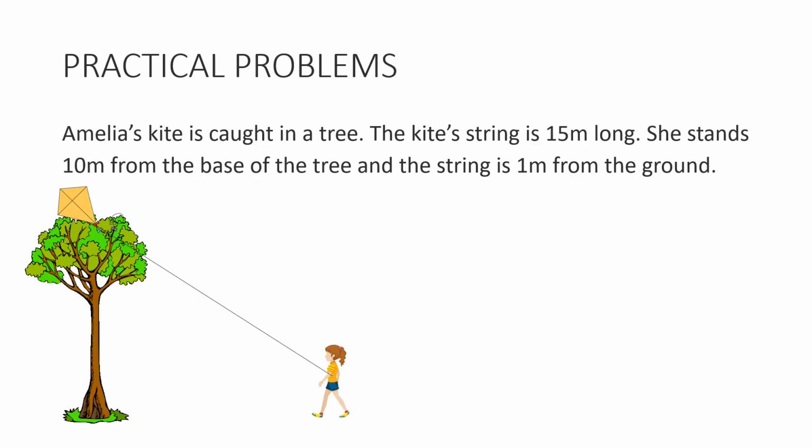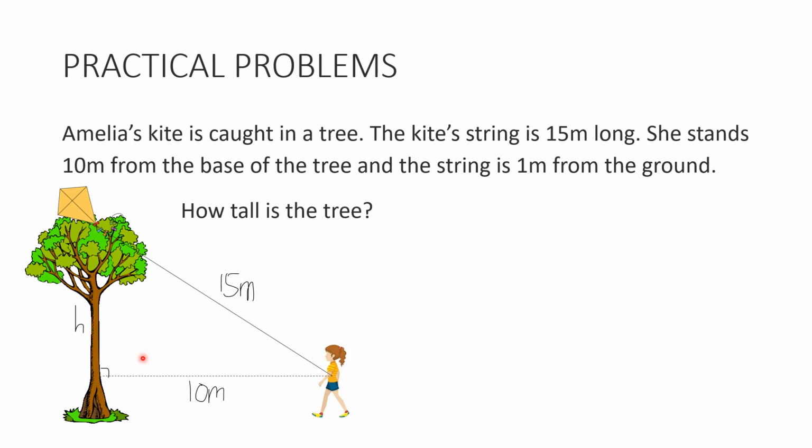Let's do one more. Amelia's kite is caught in a tree. The kite's string is 15 meters long. She stands 10 meters from the base of the tree, and the string is 1 meter from the ground. How tall is the tree? Okay, so the first thing we know is that the kite's string is 15 meters long. Now we need to construct a right-angled triangle. We know that she stands 10 meters from the base of the tree. That's going to form a right angle for us. We're going to call this section of the triangle H.